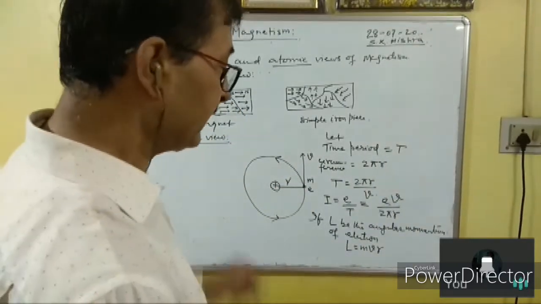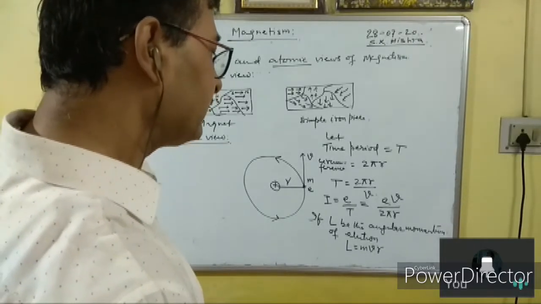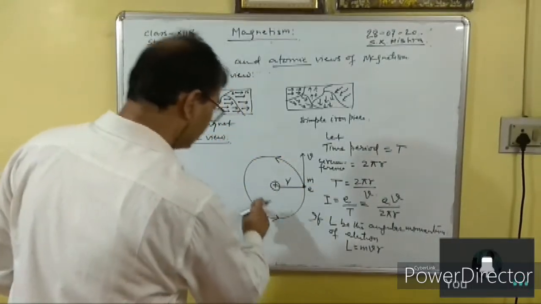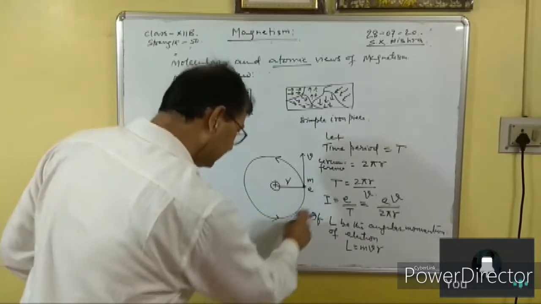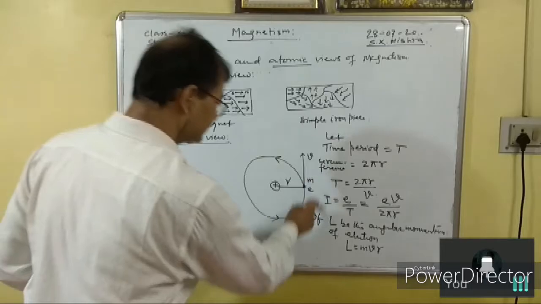Circumference, or you may say distance. So then time period T is equal to 2 pi r divided by v. Distance by speed gives you the time.